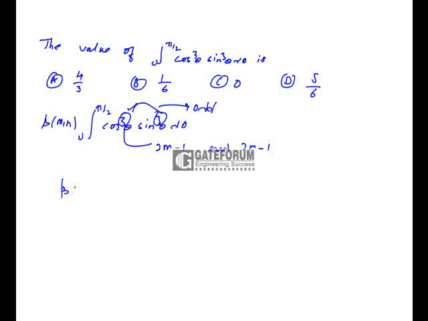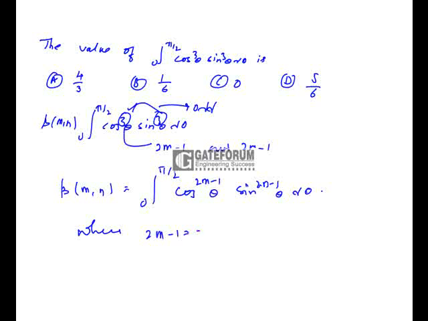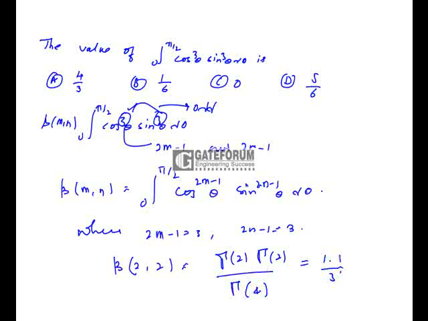So this integral can be written as 0 to pi by 2 cos to the power 2m minus 1 theta sin to the power 2n minus 1 theta d theta, where 2m minus 1 is nothing but 3 and 2n minus 1 is nothing but 3. So the values of m and n are 2 and 2. So the formula is gamma of 2 into gamma of 2 by gamma of 4, which is nothing but 1 into 1 by 3 factorial, which gives us 1 by 6. That is nothing but option B.